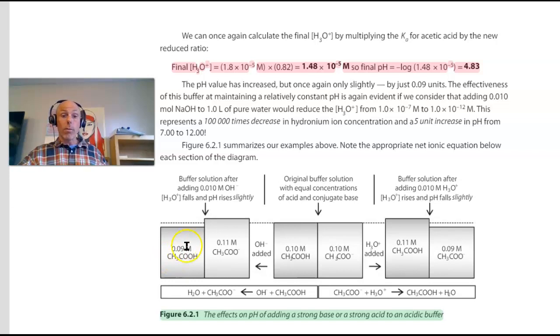The ratio then of weak acid to conjugate base falls and the hydronium concentration falls. pH goes up, of course, as hydroxide is added. Meanwhile, if strong acid is added, that reacts with the conjugate base, turning that conjugate base into its conjugate acid. Acid over base goes up, ratio goes up, hydronium goes up, pH goes down.